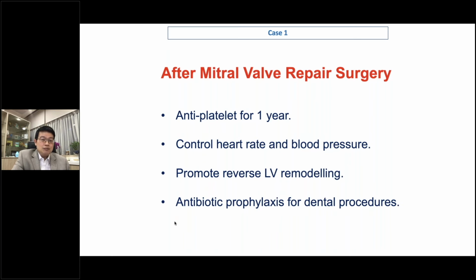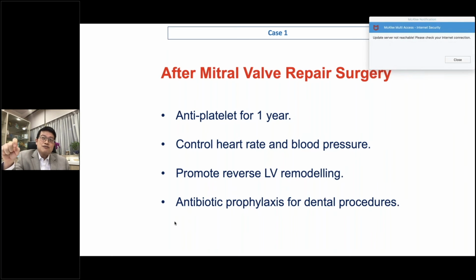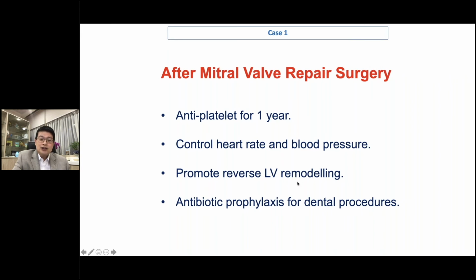And of course, important to remember that even though we have repaired the mitral valve and not replaced it, antibiotic prophylaxis is also important for dental procedures to prevent endocarditis.